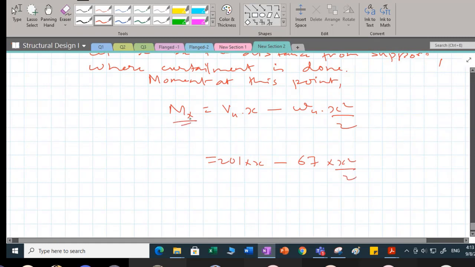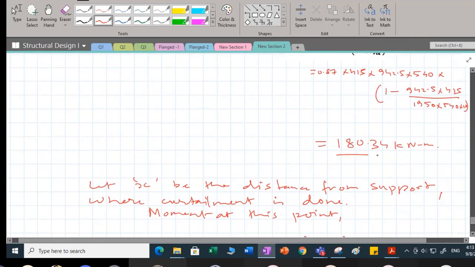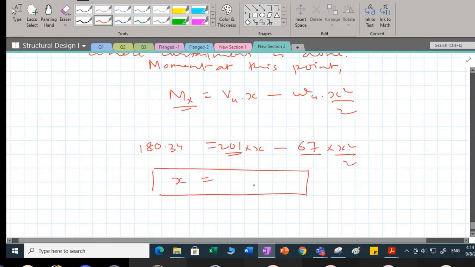Now this moment has to be equal to what? The moment at the curtailed point, because at that point you would like to curtail. So here it will be 180.34. You have to be very careful with the units. Here I am using kilonewton meter. My reaction is also in kilonewton, and my load is in kilonewton per meter. So whatever x you get will be in meters. Now solve this quadratic equation and tell me how much is your x.